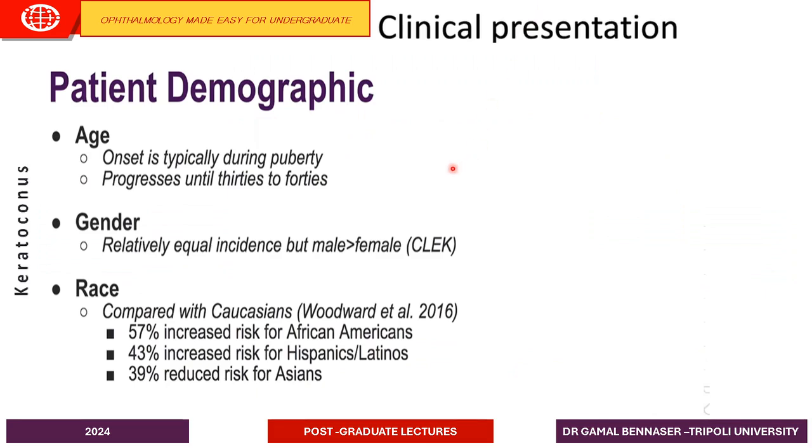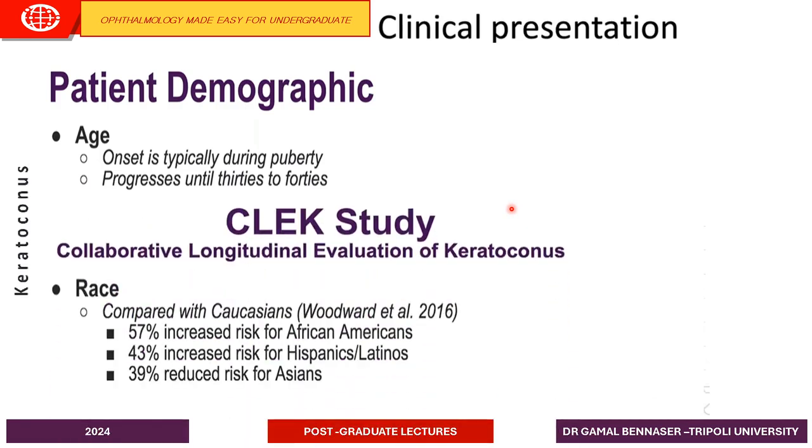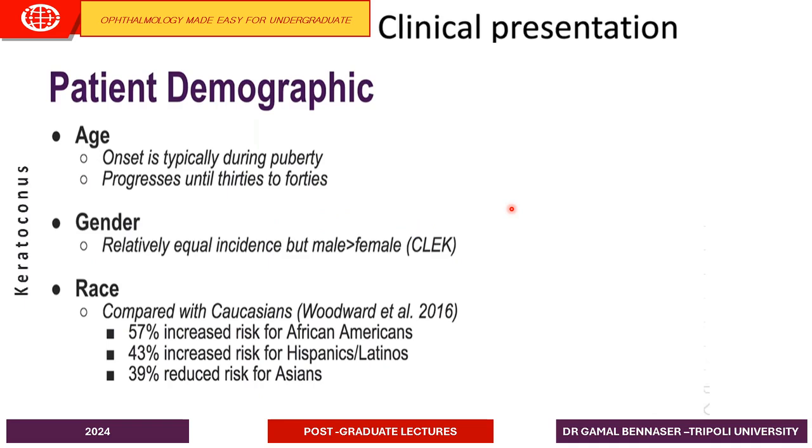As far as history taking, of course, the patient demographics are very important variables. Age is typically around puberty and progresses until the 30s and 40s. According to the CLEK study, one big observational study of more than 1,200 cases followed for 8 years in the United States, there is relative similarity between male and female, with mild predominance of males. The CLEK study stands for Collaborative Longitudinal Evaluation of Keratoconus. As far as race, they found that African Americans have a higher risk, along with Hispanics, more than Asian Americans.